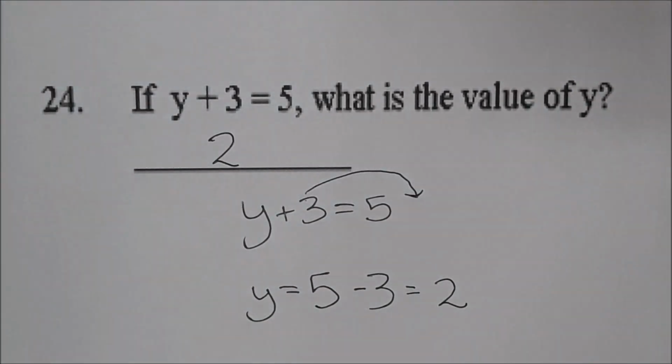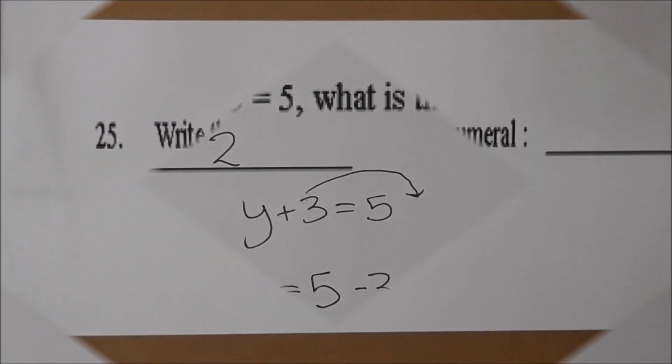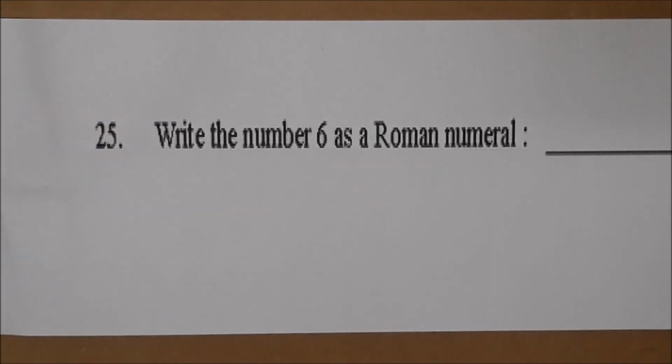Now you could have done it just looking at it. A number plus 3 is 5. So it has to be 2 plus 3 to give you 5. But that's how you work it using the equation. Very good. Number 25, Rafaela. Write the number 6 as a Roman numeral. And go ahead, write it.